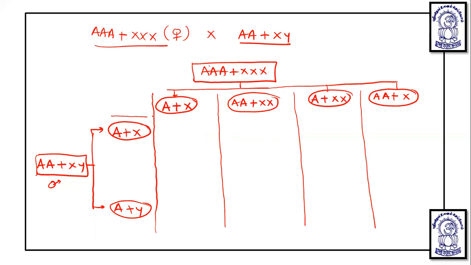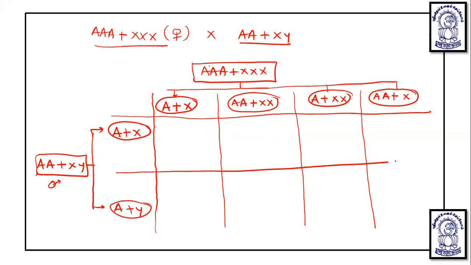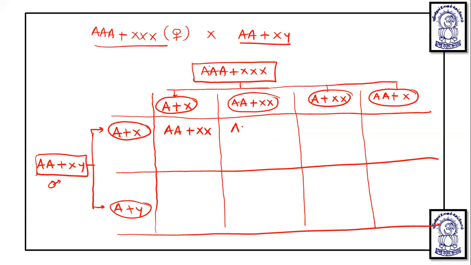If you make a cross, then the cross will be like this. So here A plus X, when fused with this one, is going to be A plus XX. When A plus X fuses with this gamete, it is going to be A plus XXX. This is going to be A plus XX. This is going to be A plus XY.